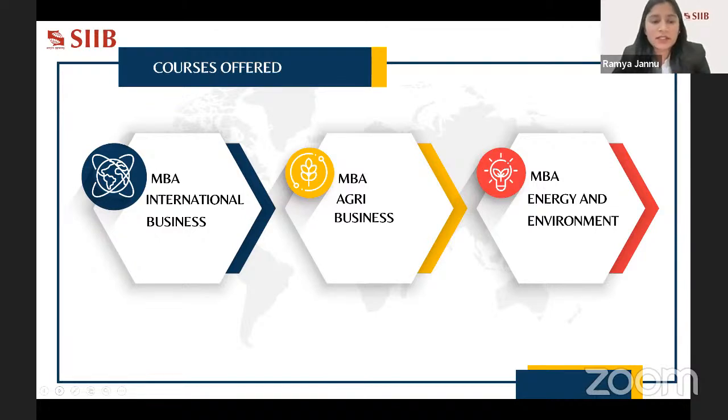The next course is the MBA in Energy and Environment. It is a niche program at SIIB. It enables students to gain deeper insights in the sector of sustainable development and have a holistic knowledge of both professional as well as technical aspects of energy, environment, and climate change. Its multiple possibilities make the students more equipped for the future.